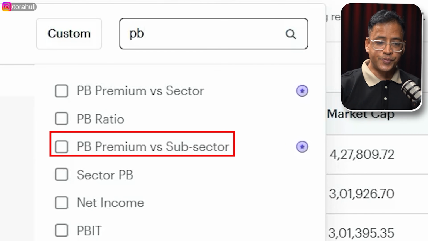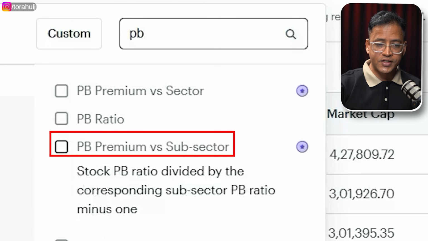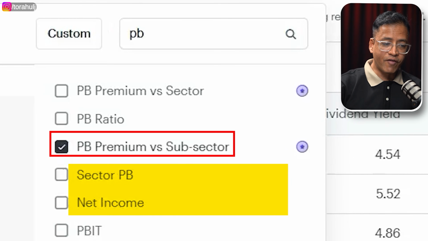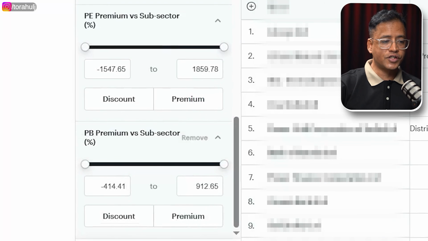So I'm going to add that here. And likewise, since PE is not enough or sufficient, I'm going to also do PB versus subsector PB. Okay, so PB premium versus subsector here. Both I want to look at only those companies as of now which are at discount.